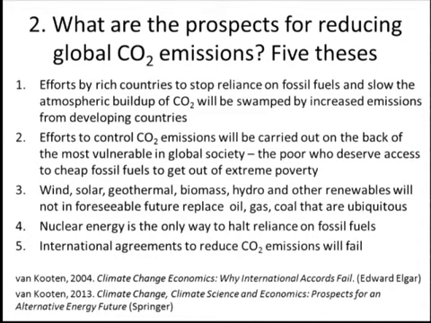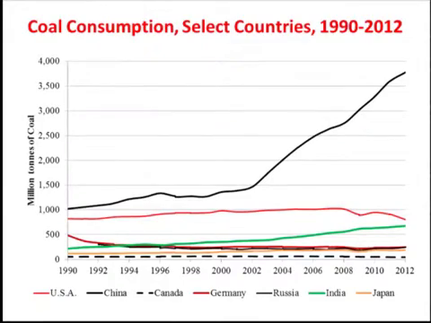Okay, what are the prospects for reducing global CO2 emissions? Well, I have 5 theses here. First, efforts by rich countries to stop reliance on fossil fuels and slow the atmospheric buildup of CO2 will be swamped by increasing emissions from developing countries. Let's see here, we have China, and we look at coal consumption in China, and this is up to 2012. Well, you can see the picture here. The red line is the U.S. No matter what the U.S. does, China is going to outswamp them. No matter what anybody does.